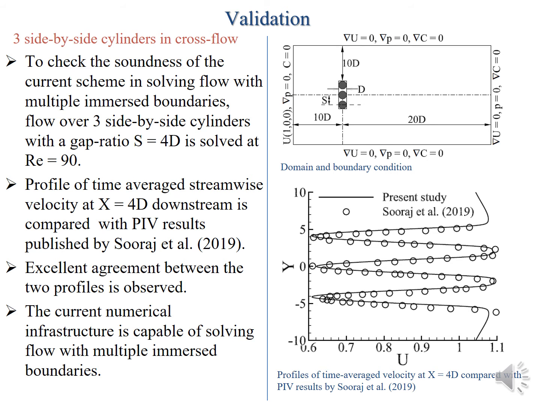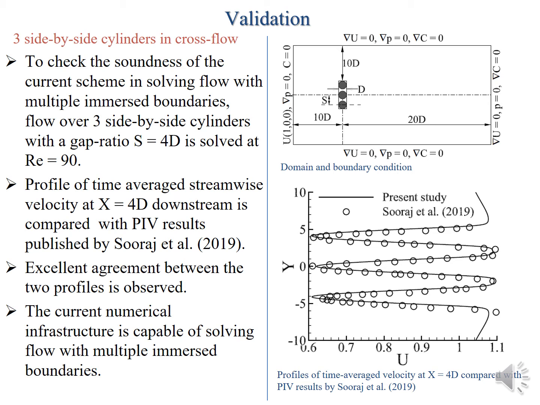So the next thing we do is the validation, and in the validation we run some cases that are already established in literature and we check the result vis-a-vis them. And the first case we are gonna take is 3 side-by-side cylinders at Reynolds number 90, with a separation, a gap ratio of 4.